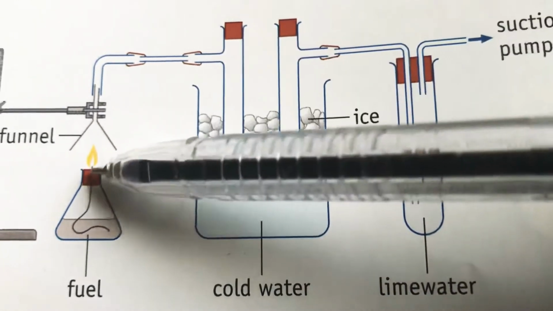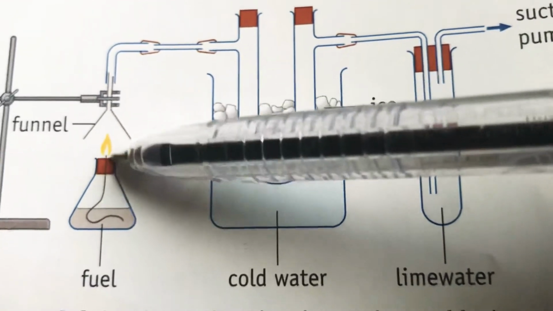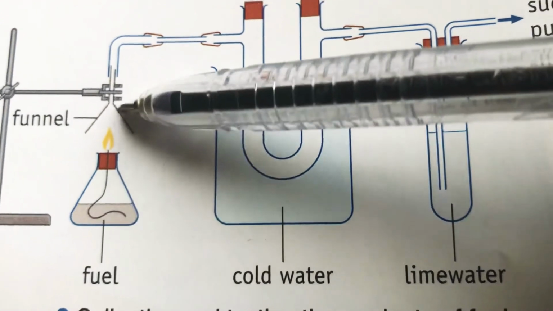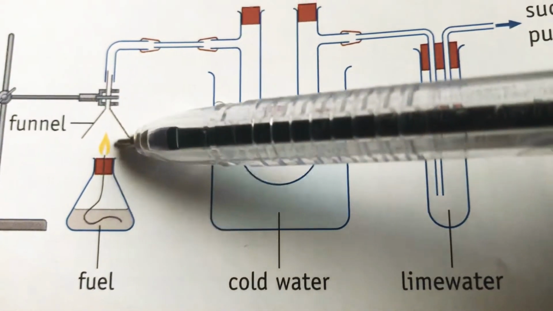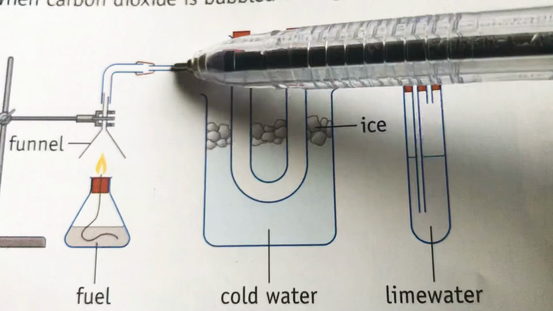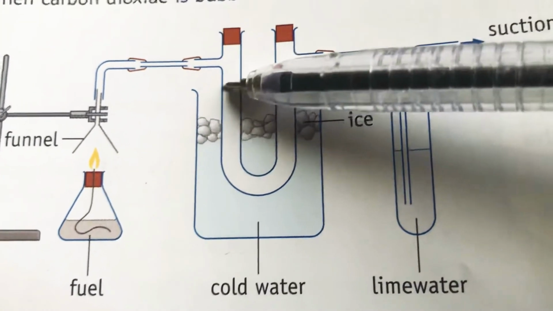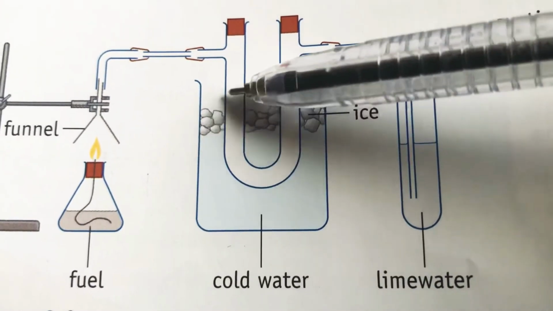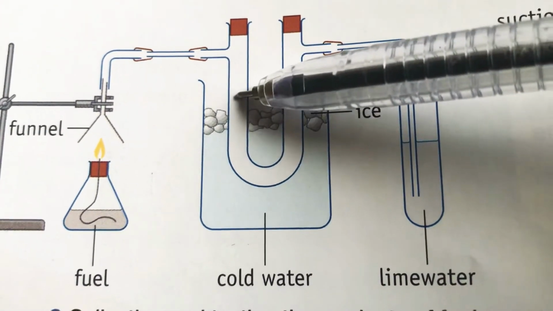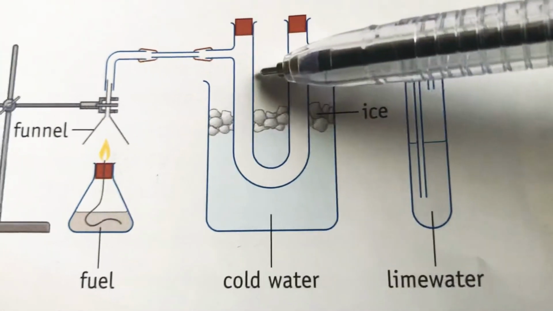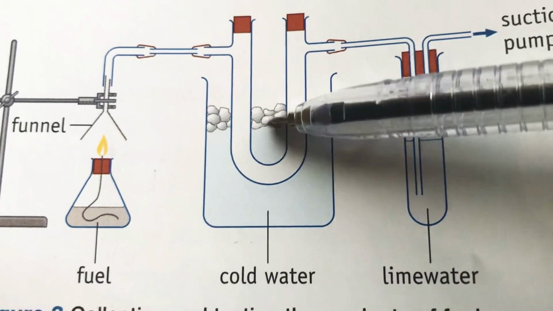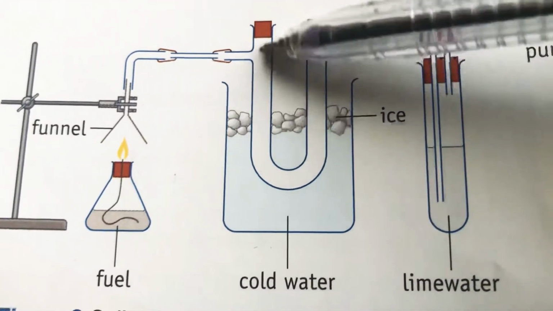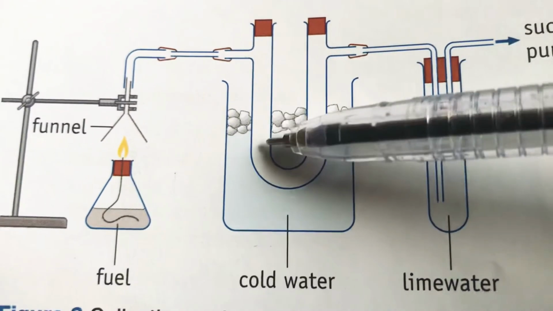So what actually happens is this. One of the products is water, and water comes out from here at a very high temperature, hotter than 100 degrees centigrade. That water vapor passes through here, and as soon as that water vapor hits the cold surface, the water vapor will cool down, and the temperature of the water vapor decreases below 100 degrees centigrade. As soon as that happens, the water vapor will turn into liquid water.